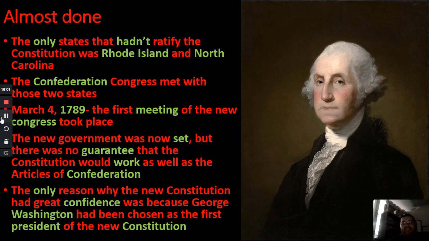Now, the only two states left that didn't ratify the Constitution were Rhode Island, for one, which shouldn't surprise you guys by now, because again, Rhode Island didn't even send delegates to the Constitutional Convention, and North Carolina. Okay, but other than that, everyone else ratified it. Those two states would eventually ratify the Constitution. Okay, but it would take like several years. The Confederation Congress meets with those two states and basically talks them into it.